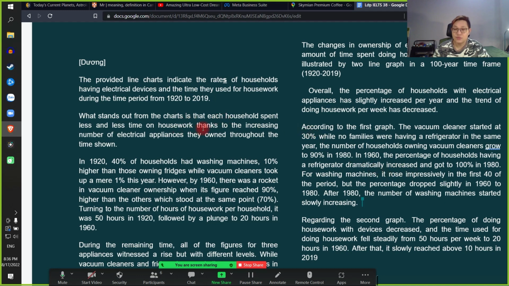But if you write like this, you use present simple, em dùng thì hiện tại đơn. It's like a fact. You're trying to say that this is a fact, isn't it? Em đang dùng hiện tại đơn để diễn tả đây một sự hiển nhiên, đó là mỗi hộ gia đình dành càng ngày càng ít thời gian cho việc nhà nhờ vào chuyện gia tăng cái số lượng ngày càng gia tăng thiết bị điện mà họ sở hữu thông qua thời gian được chỉ ra. Này có phải là một cái sự thật hiển nhiên không các bạn? Is it a fact? Is it because of increasing number of appliances that people do less housework?